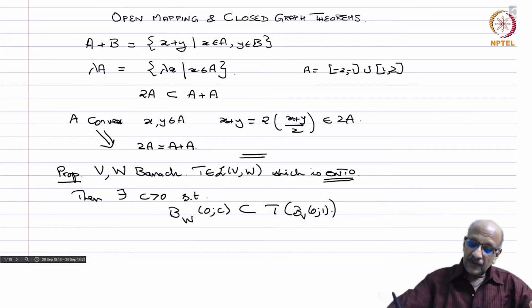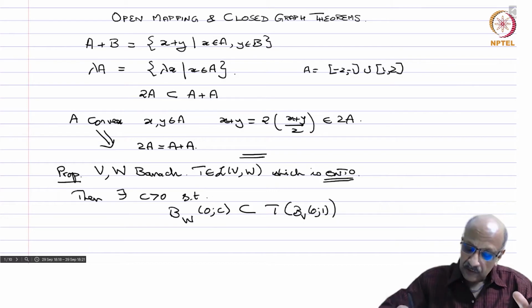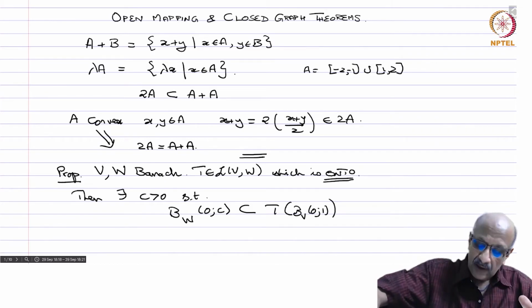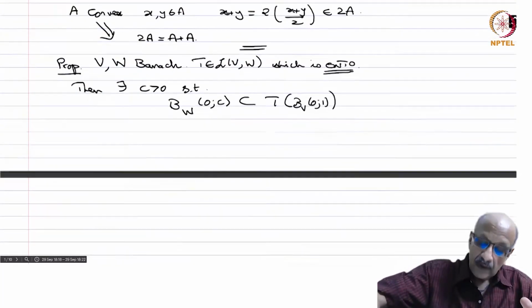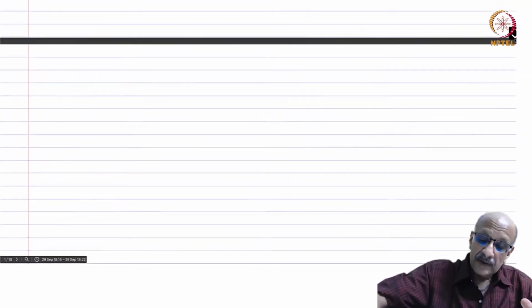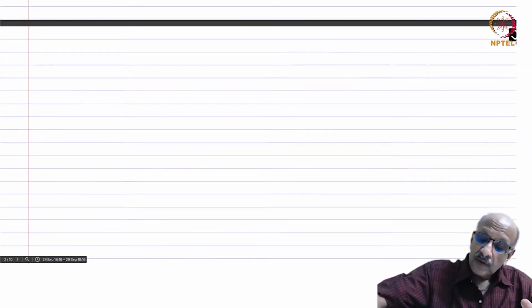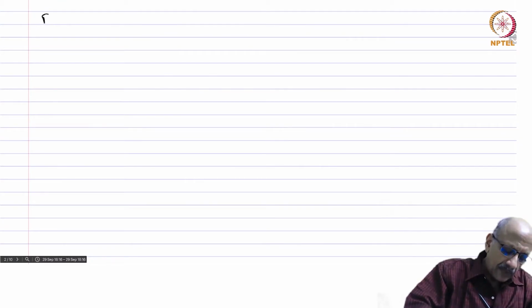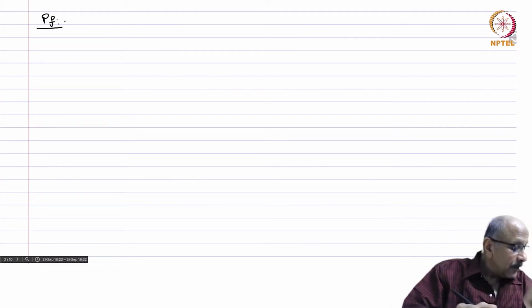This says that if you take a neighborhood of the origin and T is an onto continuous linear map, then the image is also a neighborhood of the origin. From this we will be able to show that T maps open sets into open sets, and that is called the open mapping theorem. Okay, so let us prove this. We will do it in 2 steps.